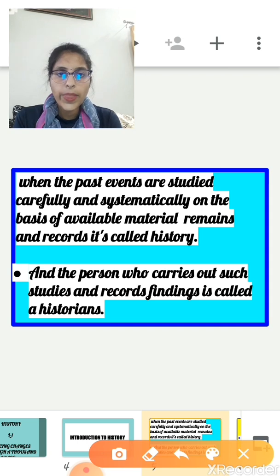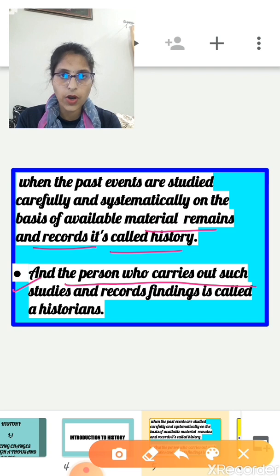When past events are studied carefully and systematically on the basis of available materials, remains and records, it is called history. The person who carries out such studies and records the findings is called a historian. Clear? So history means when past events are studied systematically on the basis of records, and the person who carries out such study is called a historian.